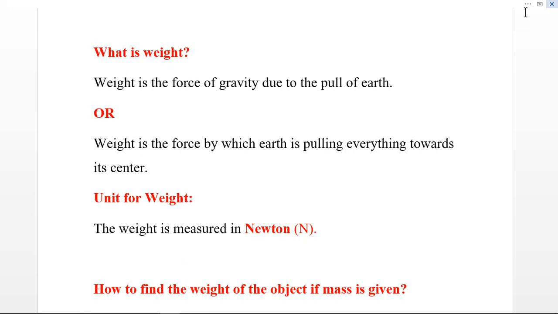You know that Earth has its own gravitational field, and it is pulling everything towards its center. So we can say that weight is a force. It can be defined another way. Weight is the force by which Earth is pulling everything toward its center. So you can write any one definition from these two, and that will be fine.